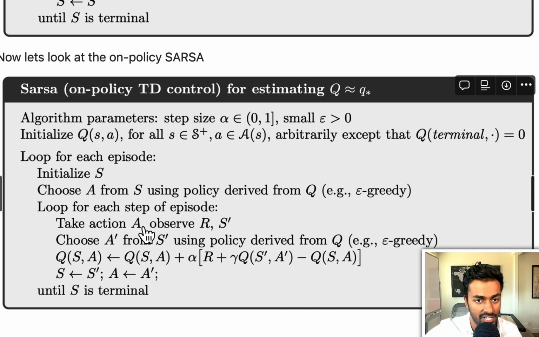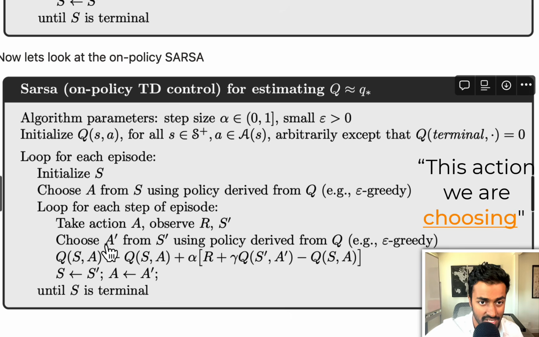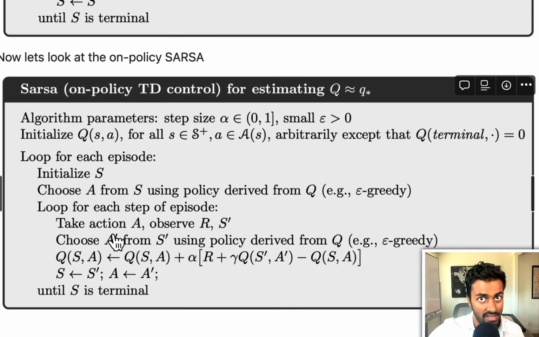Now, when taking the action A, we would have transitioned into another state S' and received a reward R. Now we're in this new state, and we can choose another action, A', from this state, but based on another policy. And this policy, you can see, is being used right over here to update the Q value itself. That means that the action we're choosing here needs to come from a target policy.